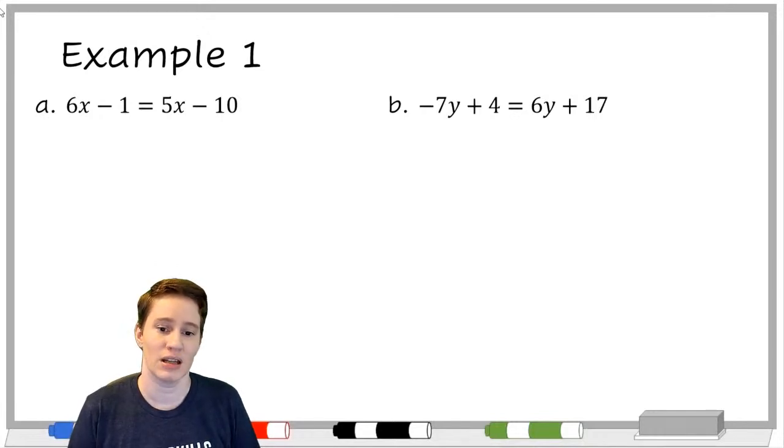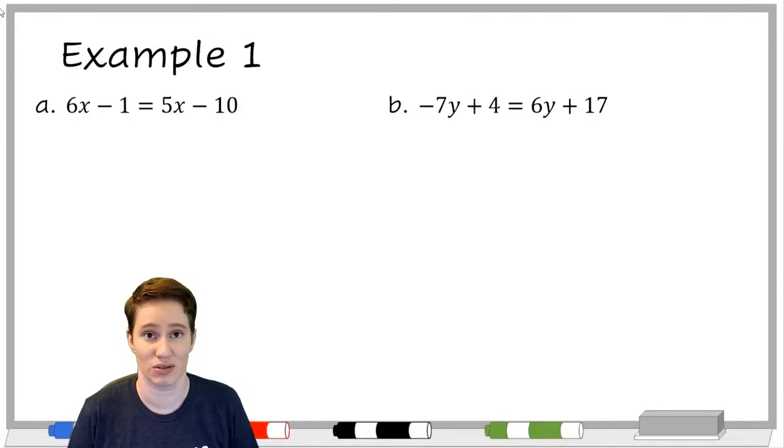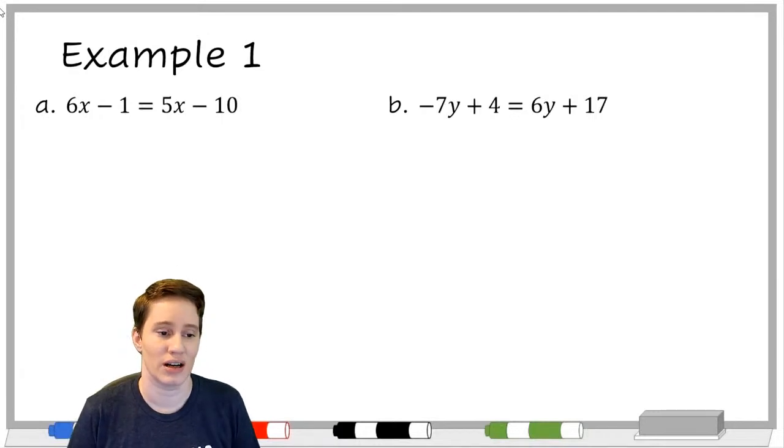So in each of these, my goal is going to be to get the variable on one side, and that's it. That everything else will be on the other side. So here I've got a 6x and a 5x, and I want to put them together. It doesn't matter if I move the 6x over to the right or the 5x over to the left.